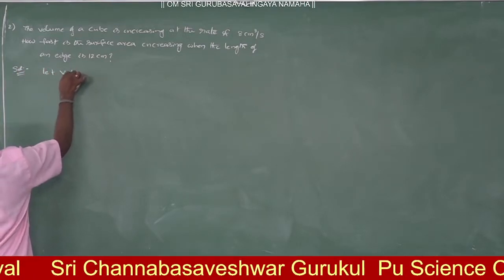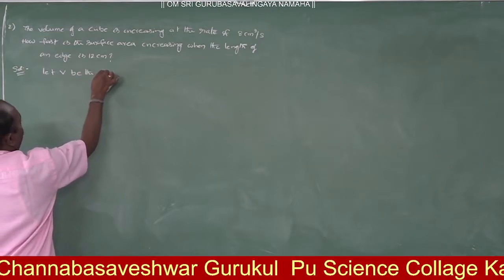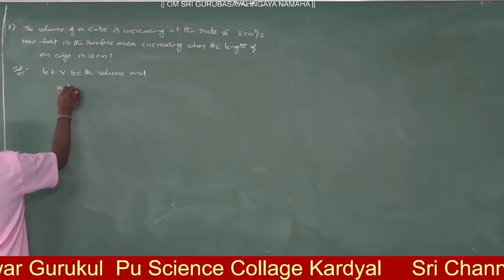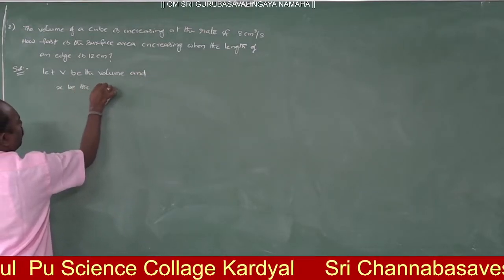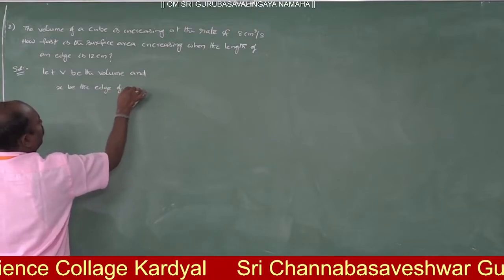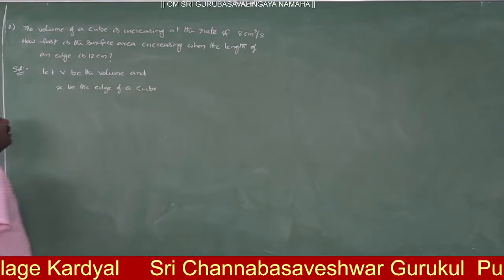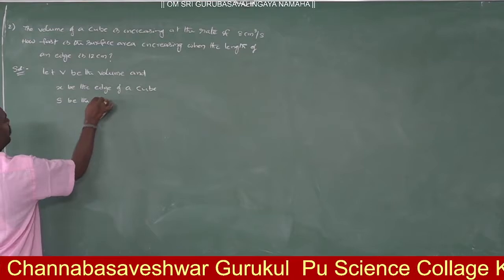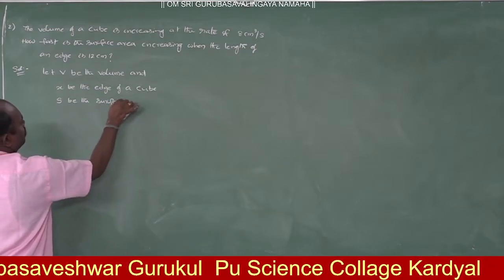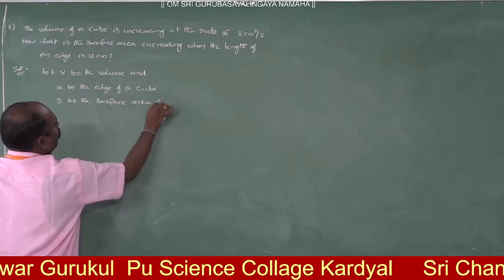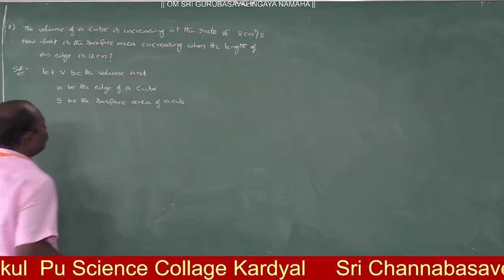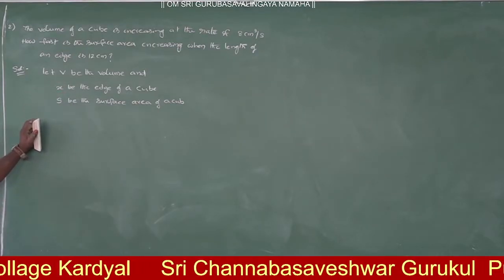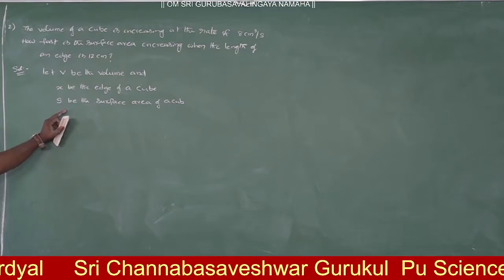Here first, let V be the volume and x be the edge of a cube, and S be the surface area of a cube. V be the volume, x be the edge, and S be the surface area of a cube.